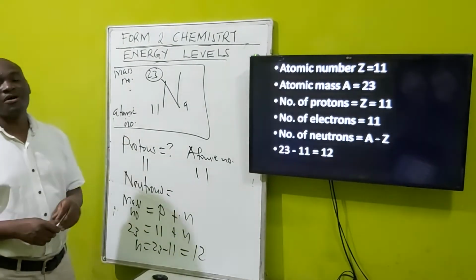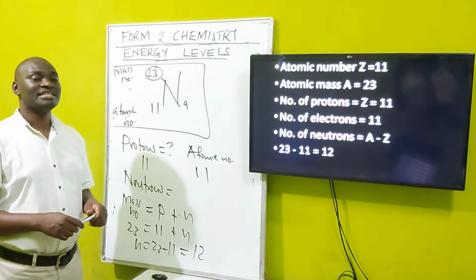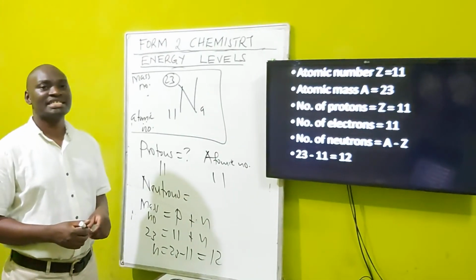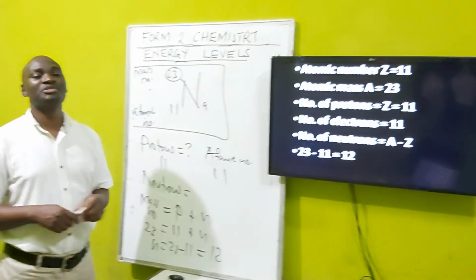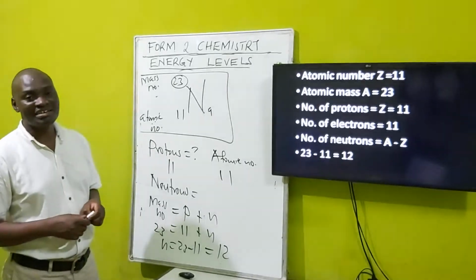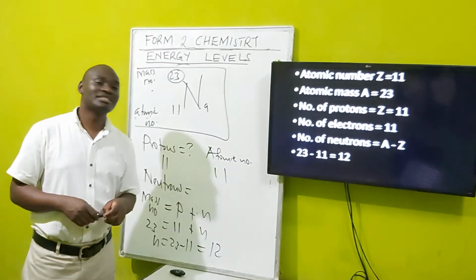So that is how we come up with the distribution of electrons in the different shells. In our next lesson, we are going to look at the actual distribution of electrons in the different energy levels. That will bring us to the end of our lesson.